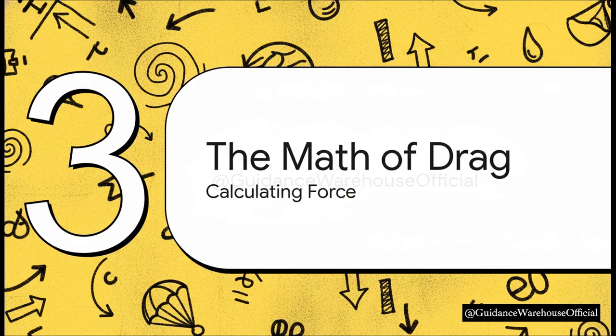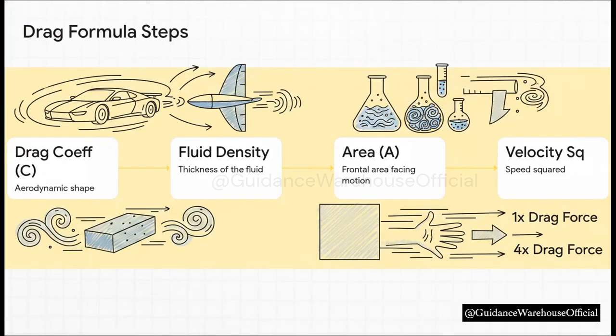Now that we've got the concept down, let's look at part 3, the math of drag. Now, don't let the formula intimidate you. It's actually pretty straightforward when we break it down. For everyday macro objects, the drag force equals 1/2 times C times rho times A times v squared. Okay, let's unpack that. Step 1 is C, the drag coefficient. This is just a number that tells us how aerodynamic an object is. Step 2 is rho, the fluid density. Thicker fluids naturally create more drag. Step 3 is A, the frontal area facing the motion, just like your hand out the car window.